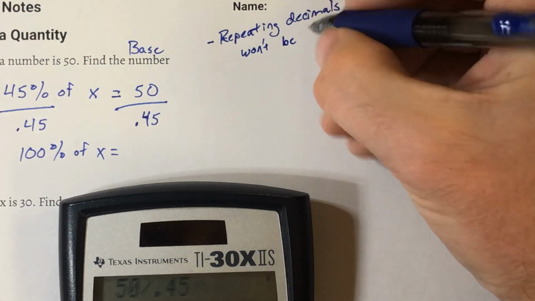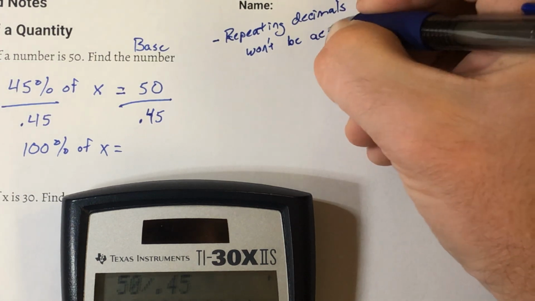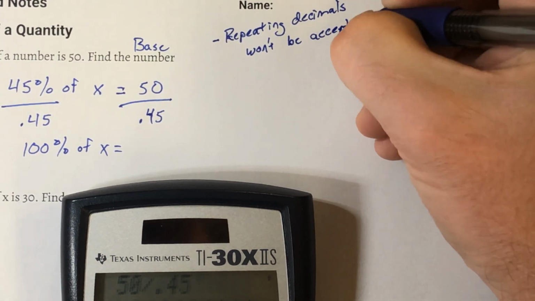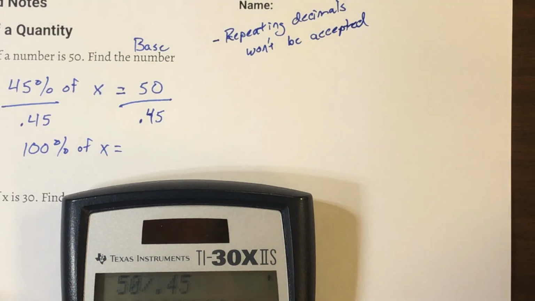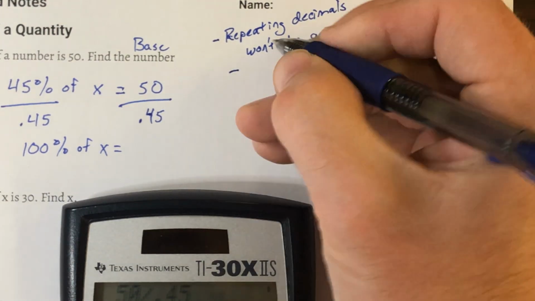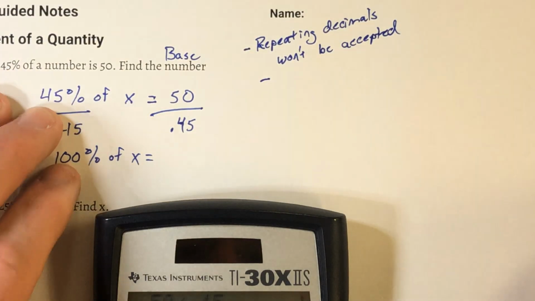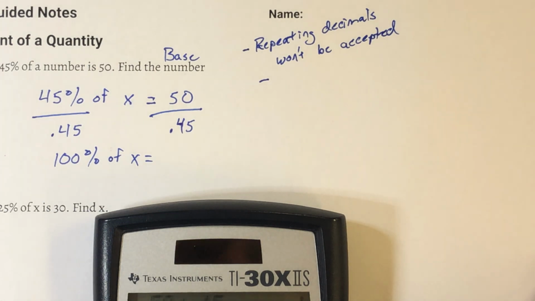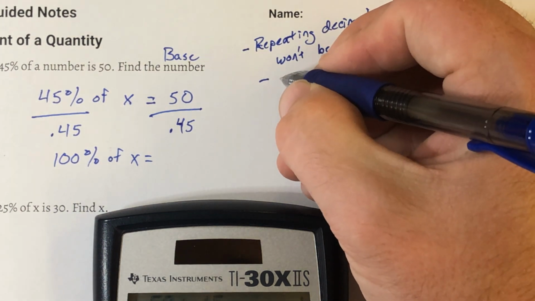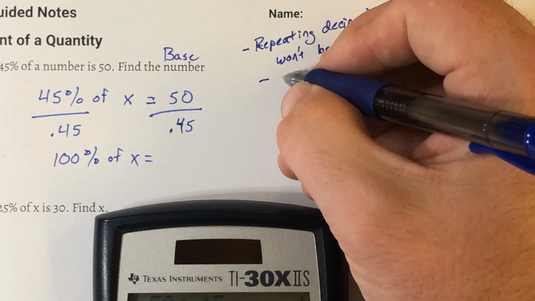And they certainly won't be accepted in my classroom. So what do you do? Do you round them? Do you do something else? Well, it depends on the particular problem, what you're being instructed to do. What I would recommend would be to change it to a fraction instead, unless you're instructed that you need to do something very specific with that repeating decimal. But for this lesson, we're going to recommend that you do fractions.